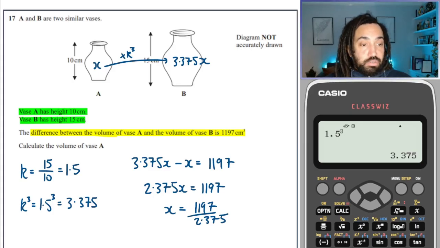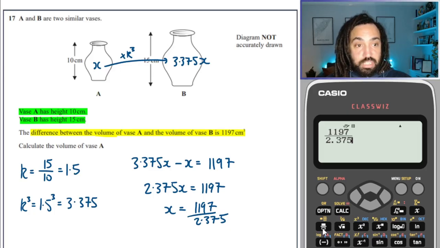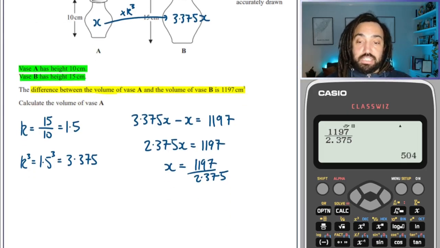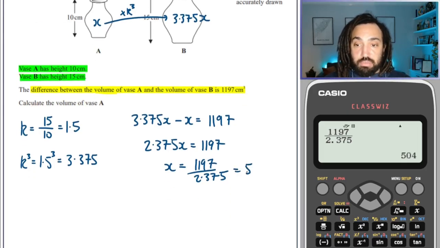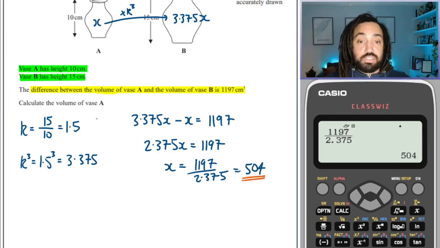So I need to do 1197 divided by 2.375, and I get a nice round whole number, which gives me confidence it is correct. It doesn't ask me to round my answer to 3 significant figures, so I should be looking at a nice whole number.